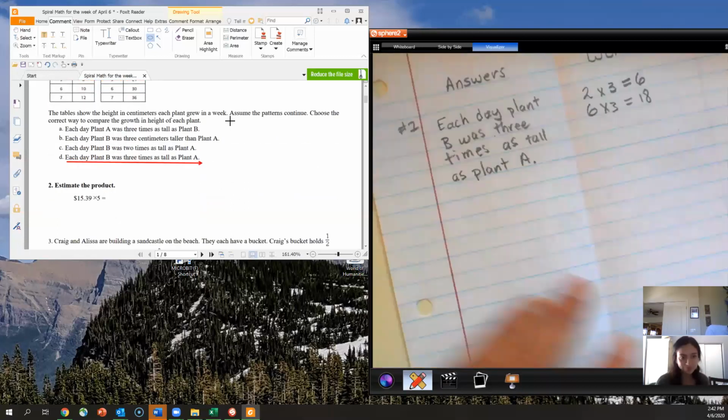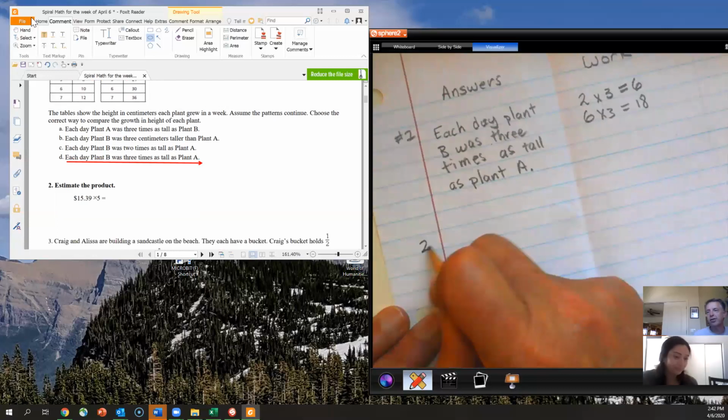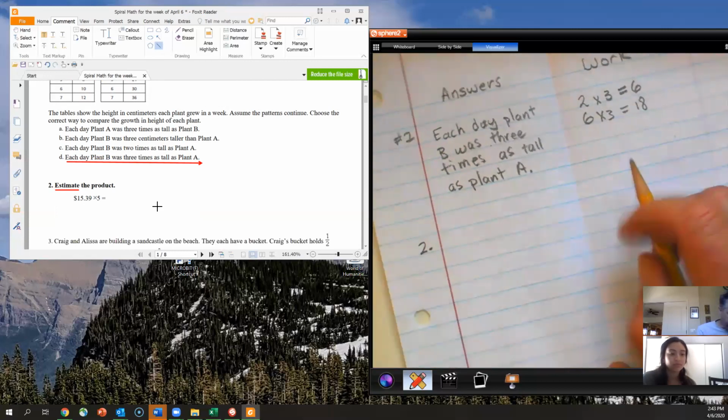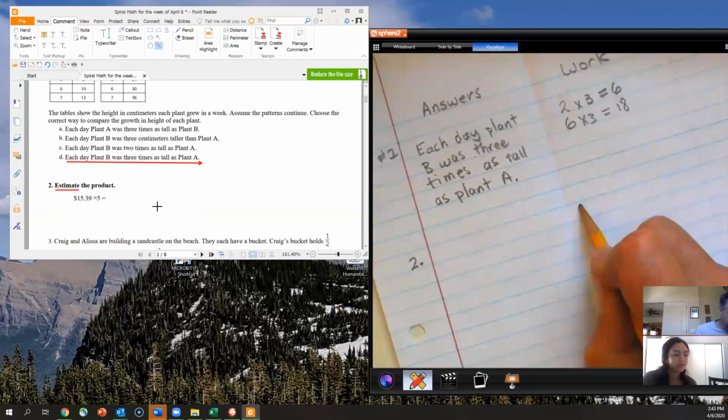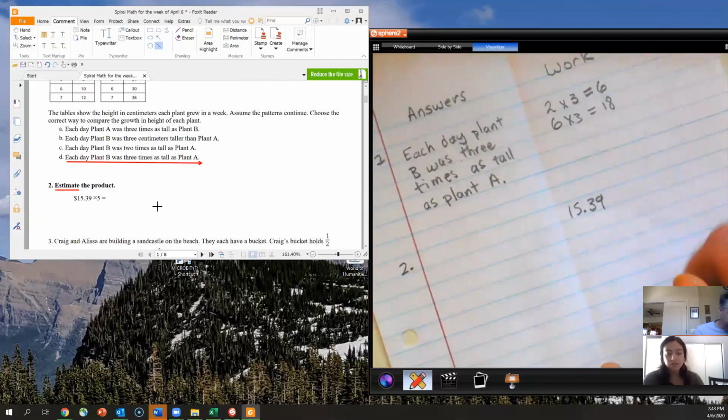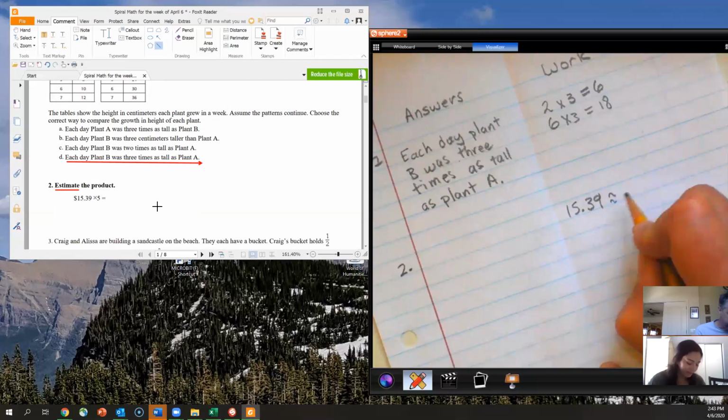Number 2. Okay, number 2, we're going to estimate the product. And boys and girls, the key phrase here is the word estimate. As we know, estimating basically means that we're going to round it so it's easy for us to do in our head and still remain kind of accurate. When I estimate this, I could take 15 and 39 hundredths, or $15.39, and I'm going to say that that is about 15.